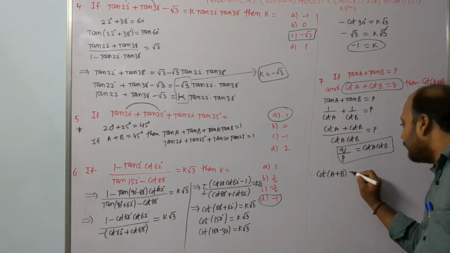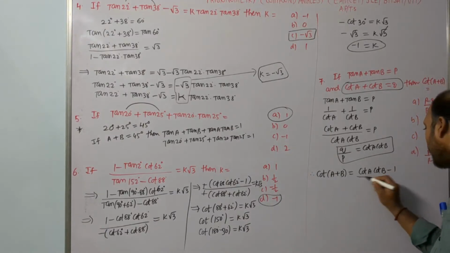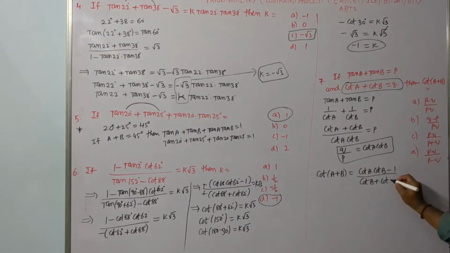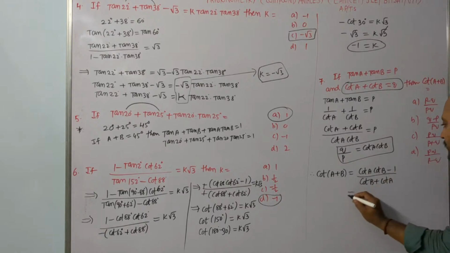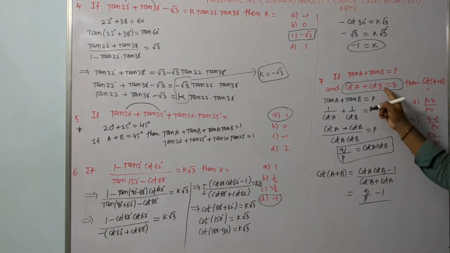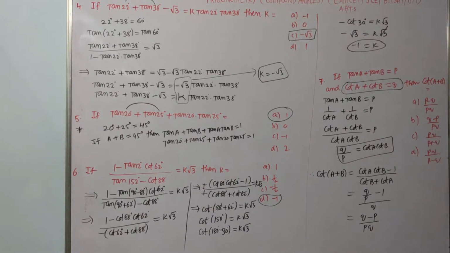Cot of A plus B formula: cot A cot B minus 1 divided by cot B plus cot A. The cot A cot B value is what here? We got it as Q by P. So Q by P minus 1 divided by cot B plus cot A, whose value is Q. So after taking LCM, Q minus P divided by PQ. So Q minus P divided by PQ, it is there in the second option, dear students. I hope you understand.